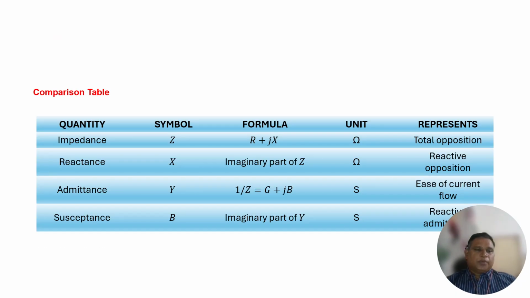Here is the comparison table: the quantity and the representation here. Impedance symbol Z is R plus jX, the units are ohms here, and similarly the reactance, admittance and susceptance.